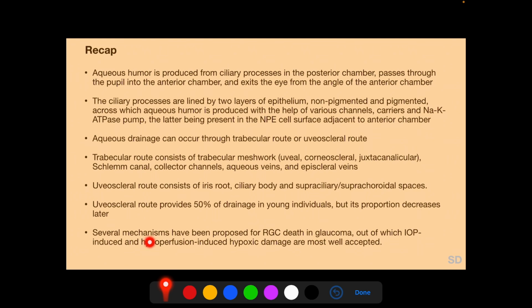Several mechanisms have been proposed for death of the retinal ganglion cell in glaucoma, among which IOP-induced and hypoperfusion-induced hypoxic damages are the most well accepted.